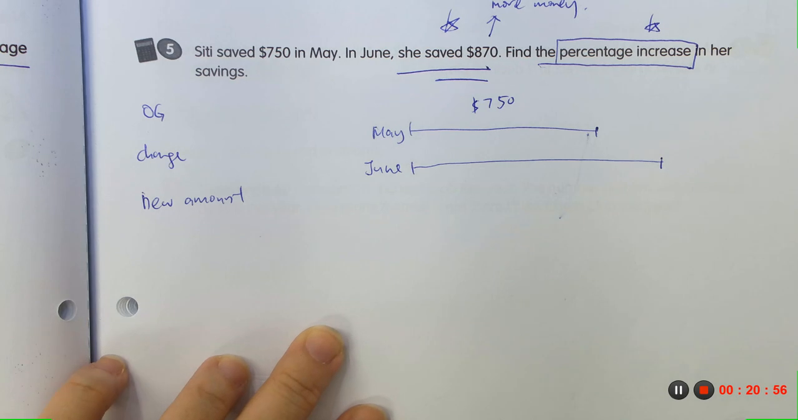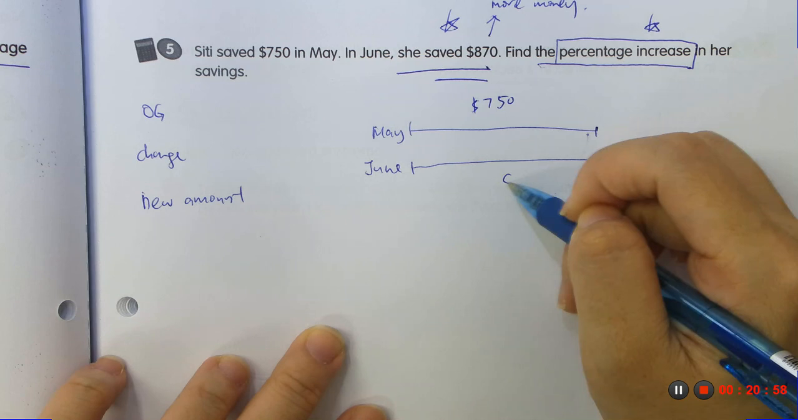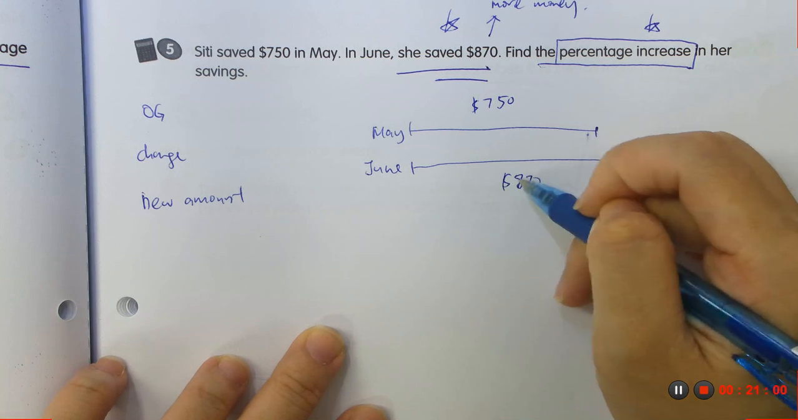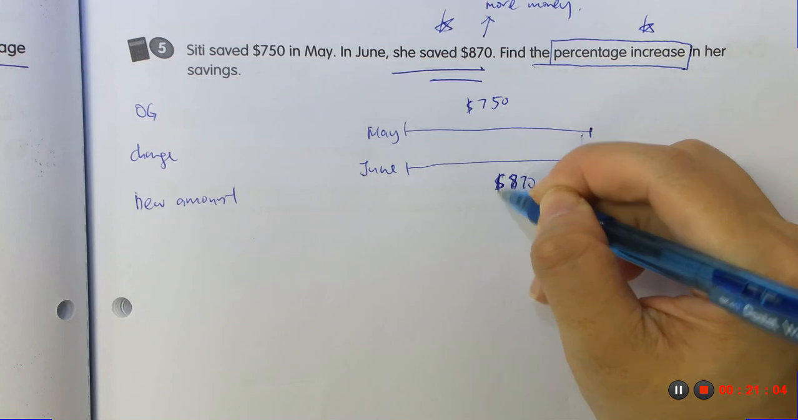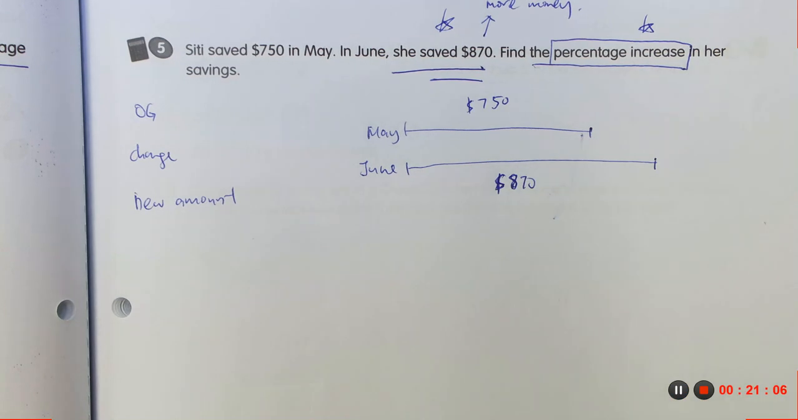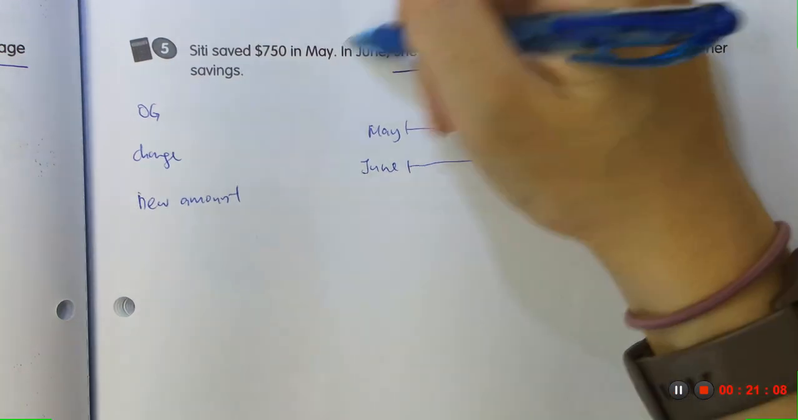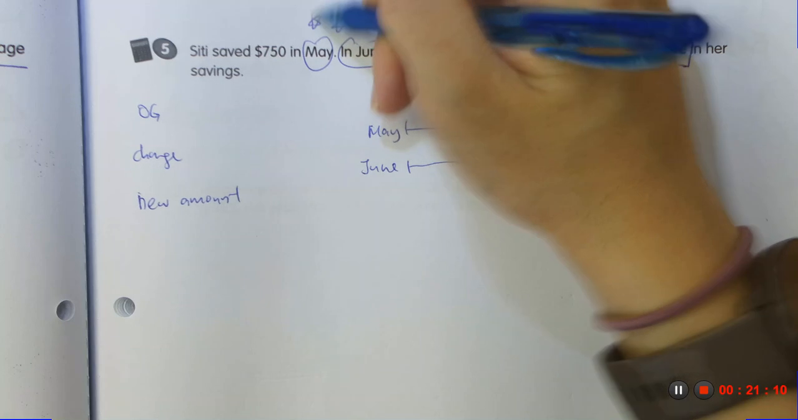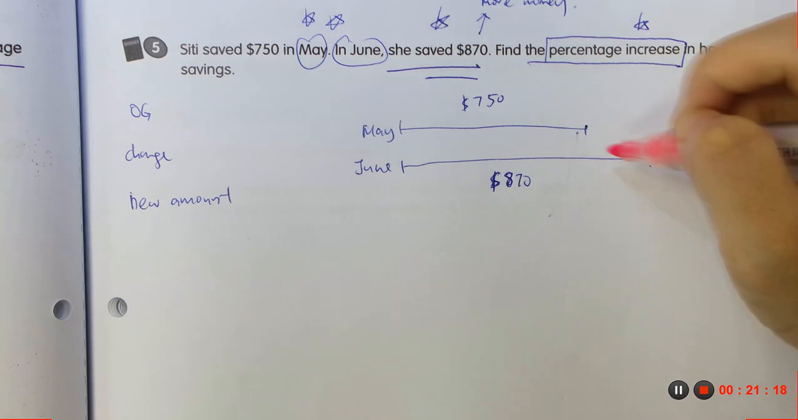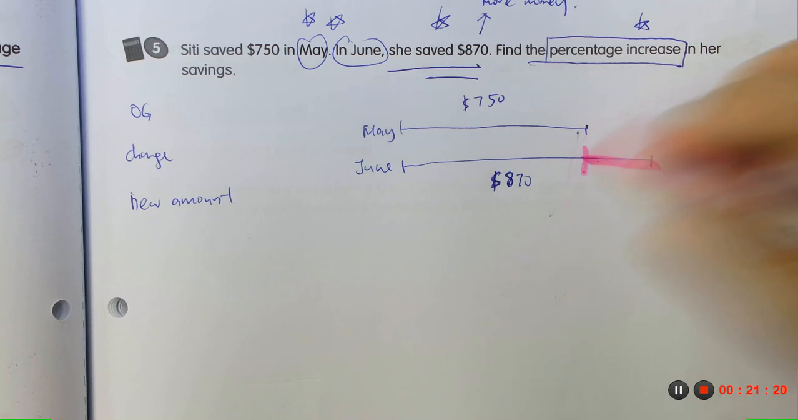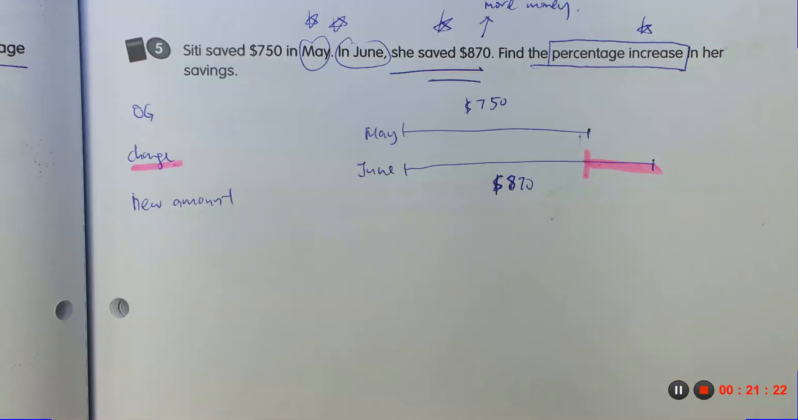In June, it's $870. Okay? These are two different months. So May and June actually are very important words as well. So you are required to find the difference between them. And that then will be the change.